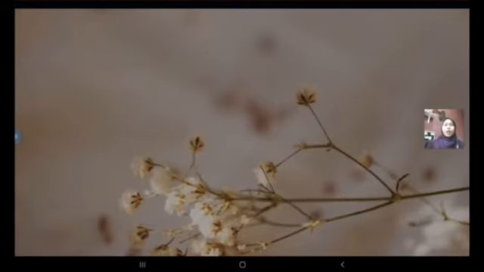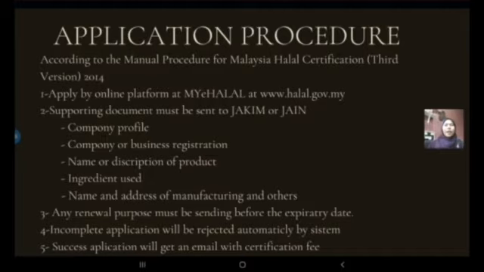Now, we move on to the application procedure. According to the Manual Procedure for Malaysia Halal Certification, 3rd version 2014, first, any international or local company must apply by online platform at MyEHalal at www.halal.gov.my. Second, they must send supporting documents to JAKIM or JAIN. Supporting documents are company profile, company or business registration, name or description of product, ingredients used, name and address of manufacturing, and others.